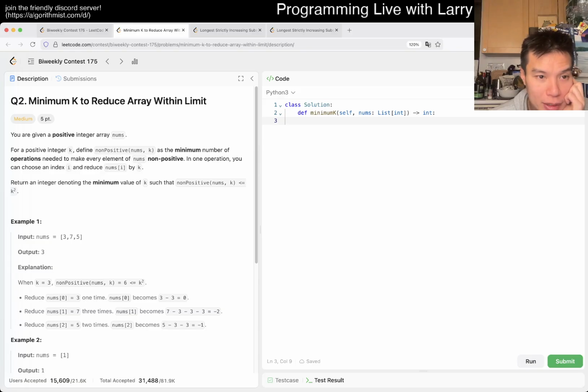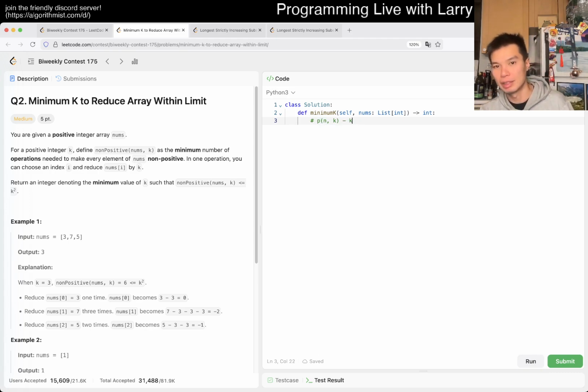If we choose 1, then we reduce all of them by 1. But then this is going to be huge, and this is going to be 1. Right? If it's 2, then this is going to be smaller. So this is going to get bigger, right? So the function that you're actually optimizing for is this function, right? Minus k squared.